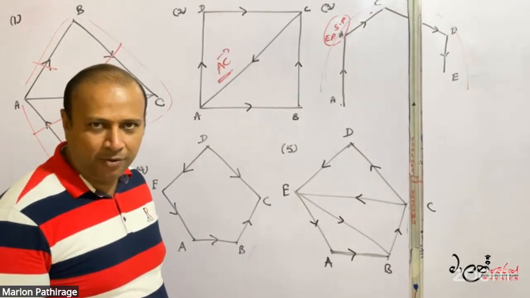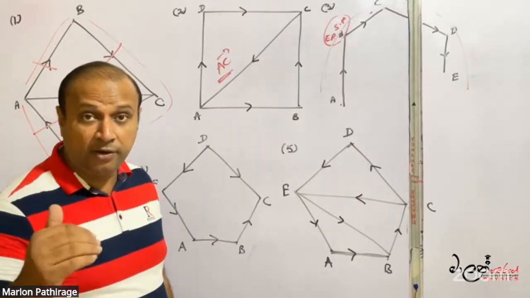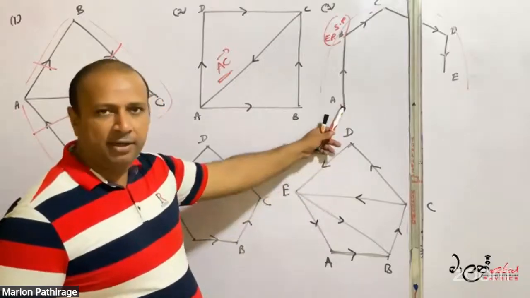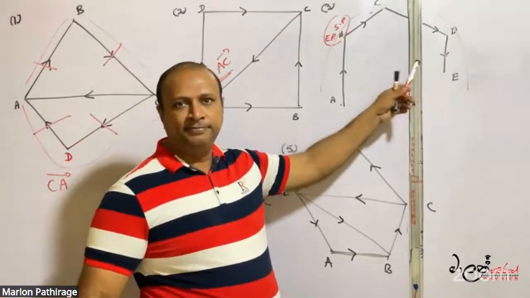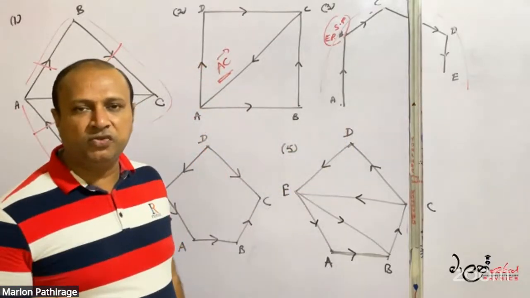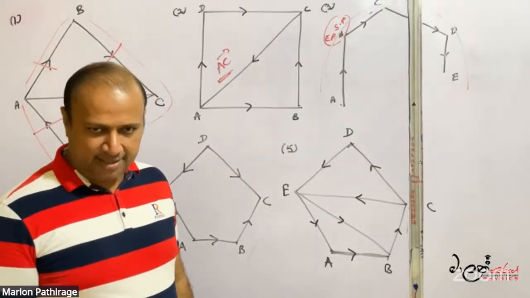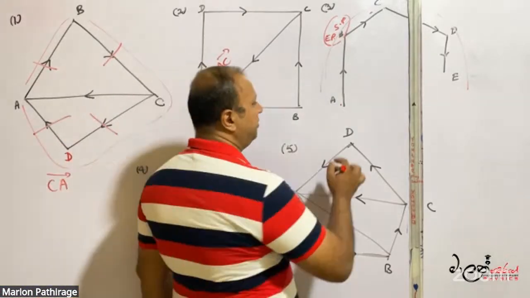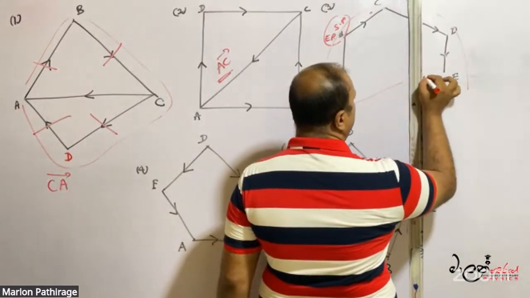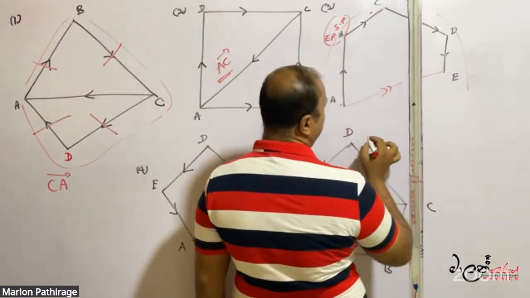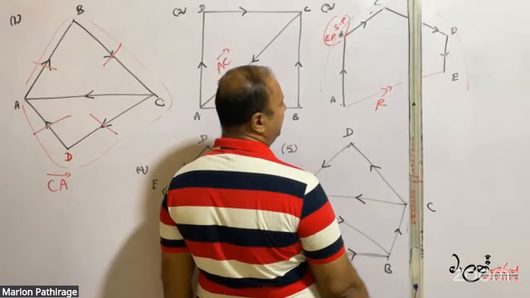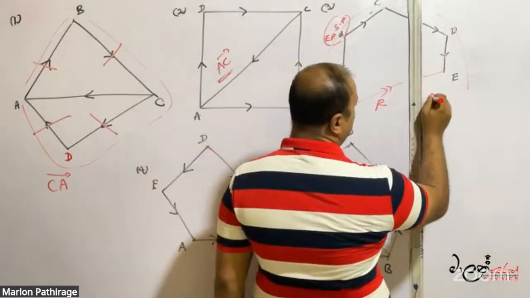You have to construct a vector from the starting point of the first vector to the end point of the last vector. So this should be the result. Here, the result should be the AE vector.